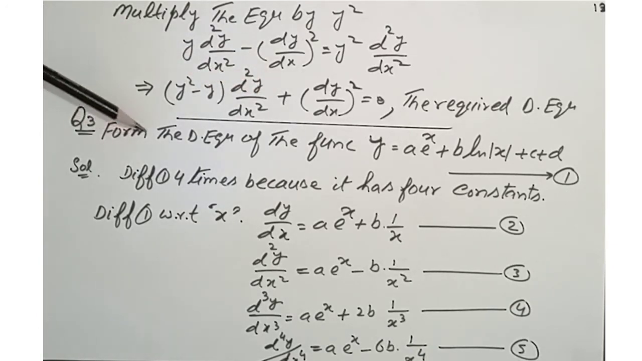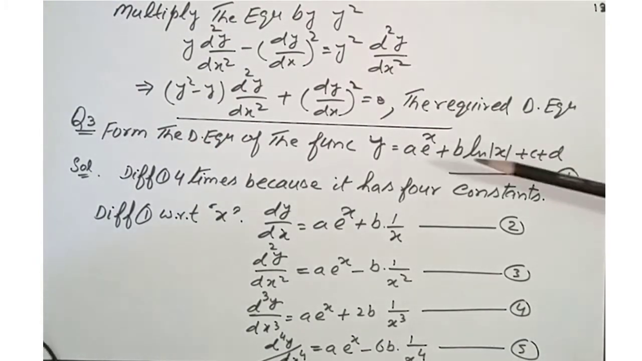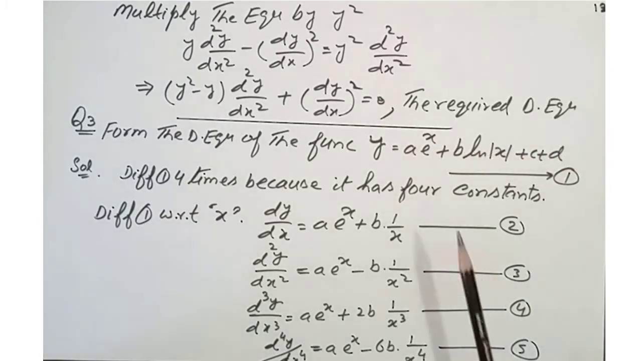Now question 3, form the differential equation of the given function. This is a function y = a e^(ax) + b log x + c x + d. These are the 4 arbitrary constants a, b, c and d. We differentiate this equation 4 times because there are 4 constants.